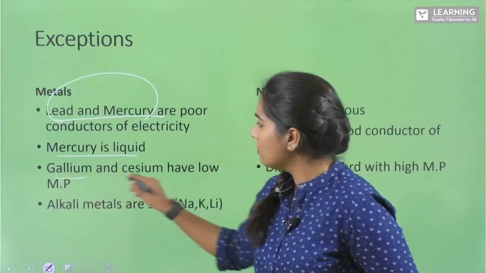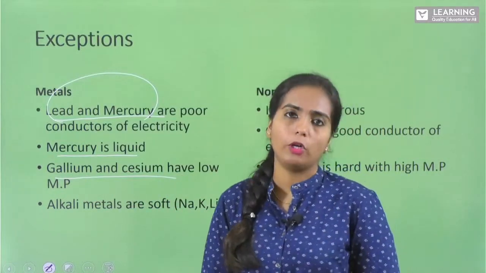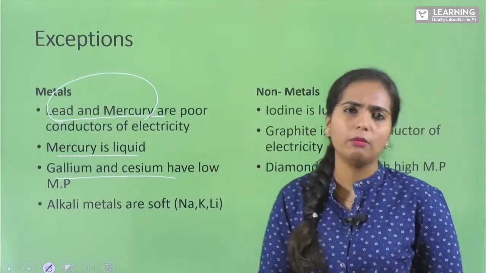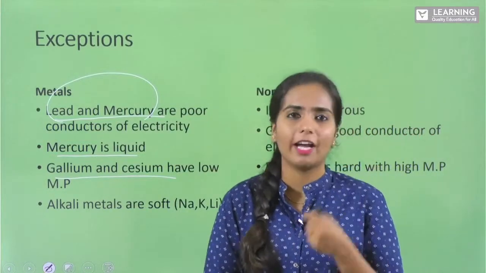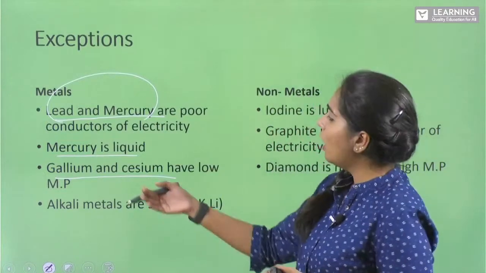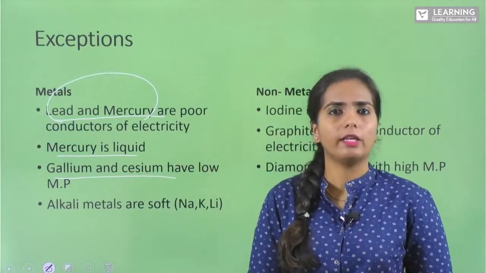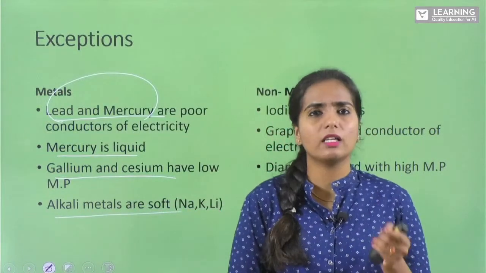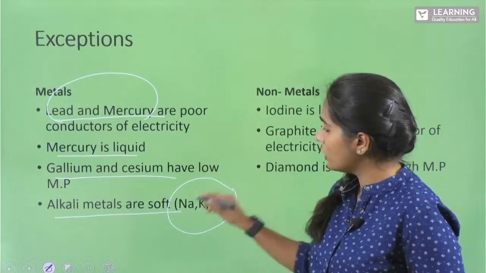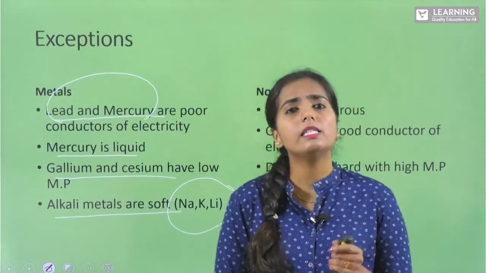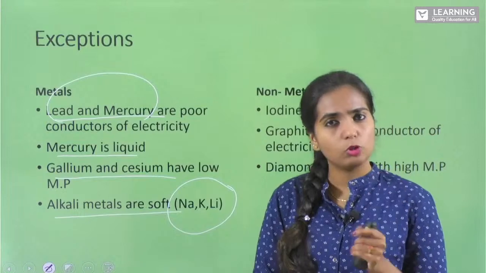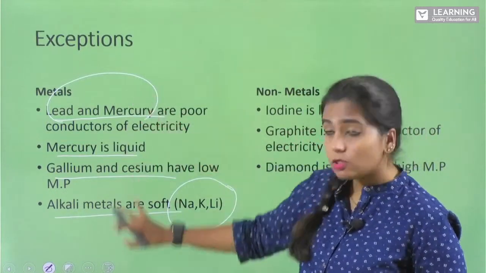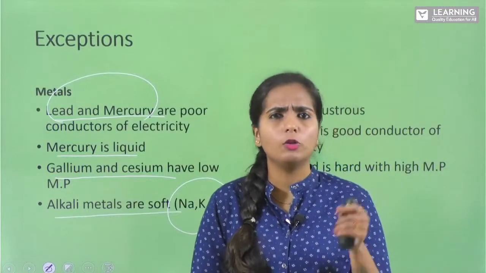Then gallium and cesium have a low melting point. So gallium and cesium are metals having a low melting point. What did we learn? Our metals have a high melting point. So the exception here is that gallium and cesium have a low melting point. Then alkali metals are soft. The alkali metals are sodium, potassium and lithium. These are soft in nature, but usually our metals are hard in nature. So these are the exceptions also. It is very important to remember, students.